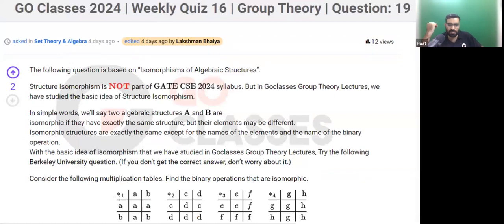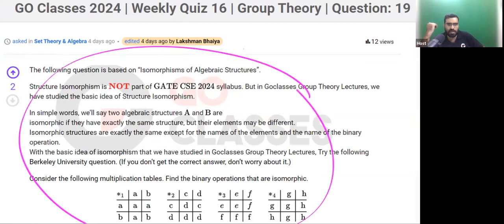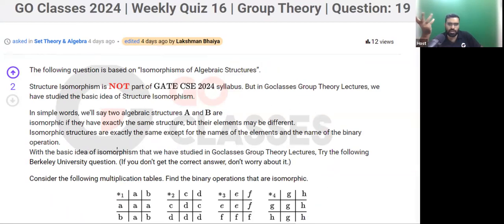Okay, let's move on. Let's see this question. Actually, this question is not in the GATE syllabus. That is the reason I have written in the question that this is not in the GATE syllabus. Structure isomorphism is not part of the GATE syllabus. But still, I have given this question just for intuition. So if you don't get the correct answer, don't worry about it, because this is not in the GATE syllabus.